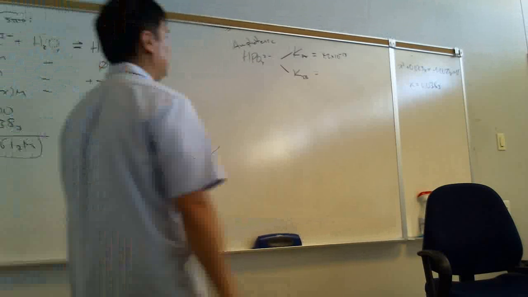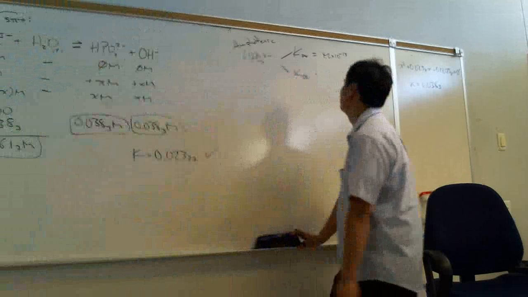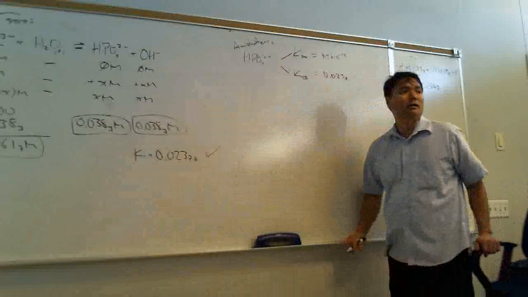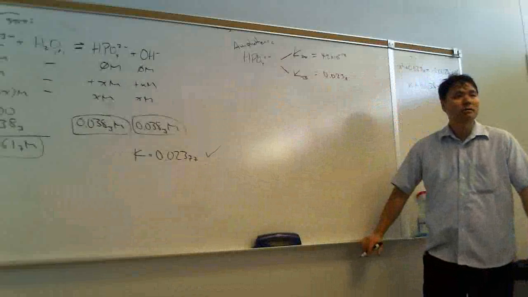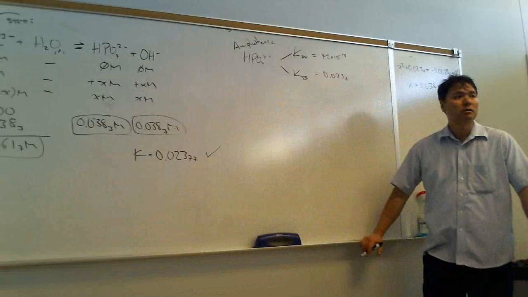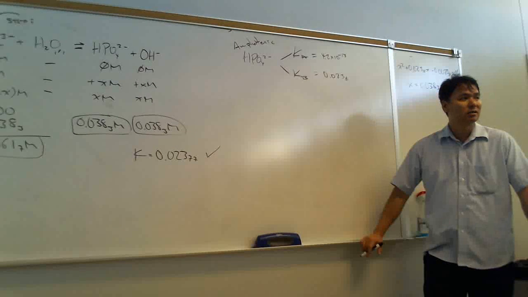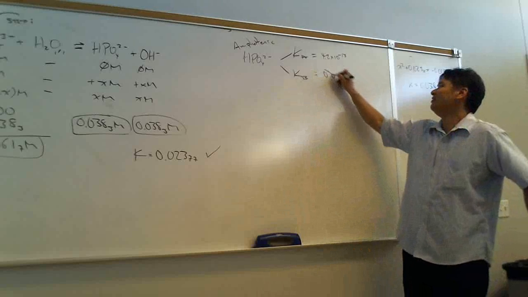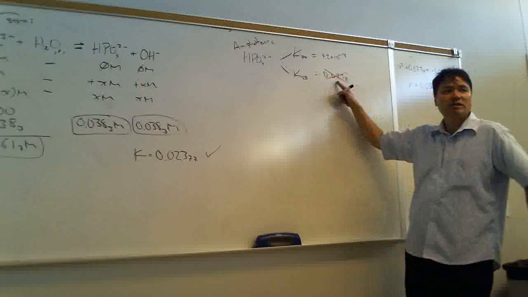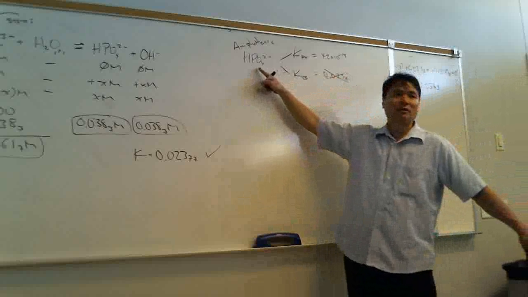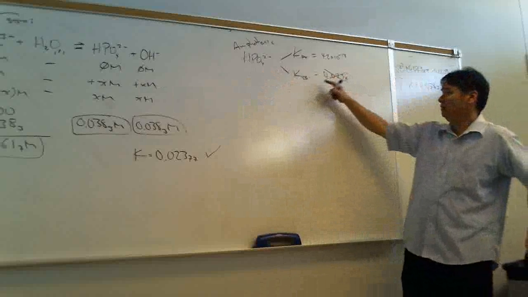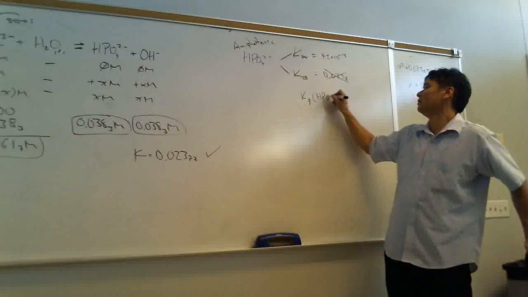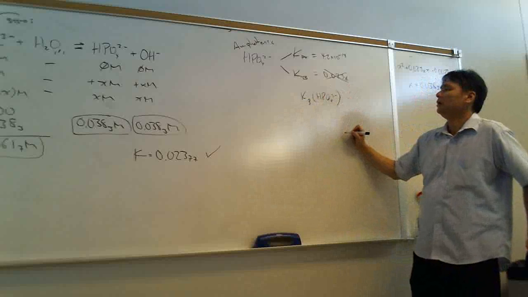Well, Kb, is it 0.0238? Was that the Kb? Is that the conjugate relationship? Is that it? No, this was the Kb for what? This is the Kb for phosphate. Do I have phosphate here? No. And so the Kb for monohydrogen phosphate is different.